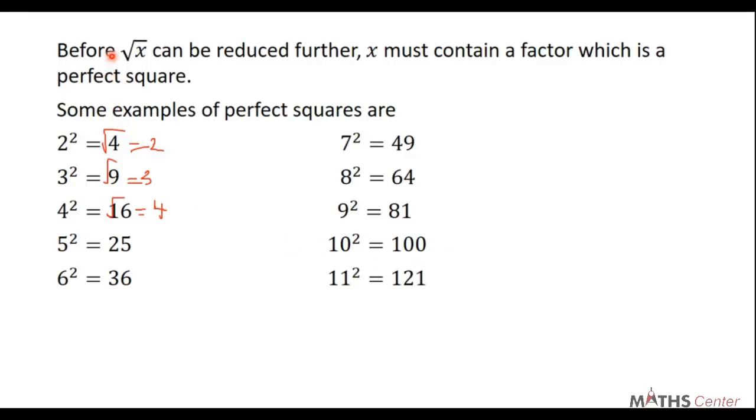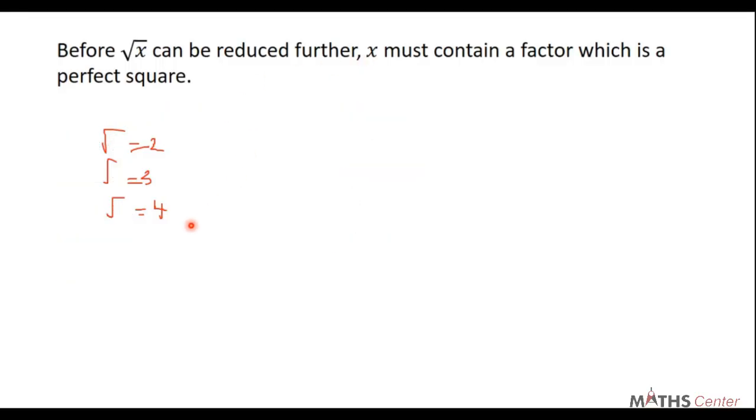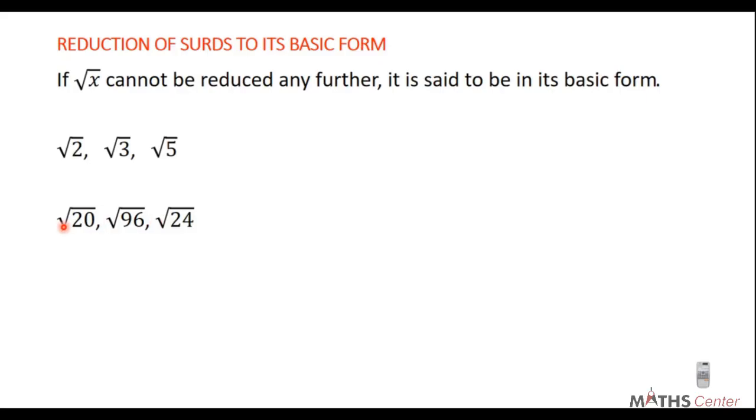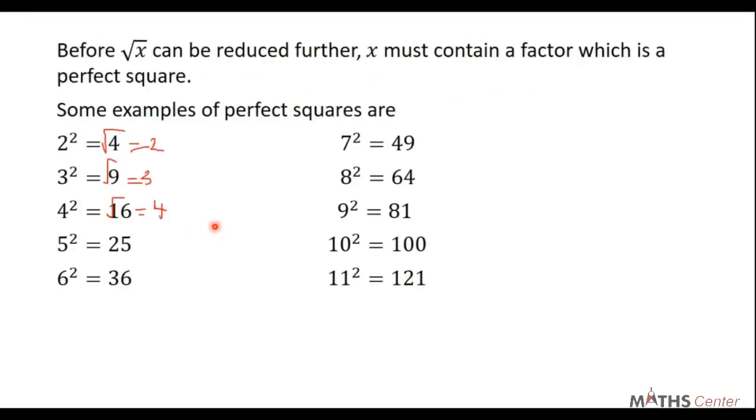So the point is telling us that before you can reduce square root of x to its basic form, x must contain a perfect square. So here, before we can reduce square root of 20, square root of 96, and square root of 24 to its basic form, 20 must contain a factor which is a perfect square, 96 must contain a factor which is a perfect square, and 24 must also contain a factor which is a perfect square.